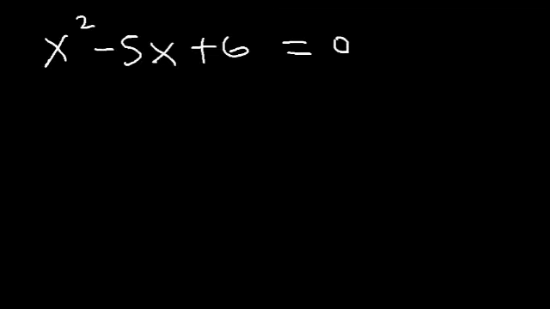Now, let's say we have a trinomial: x squared minus 5x plus 6 is equal to 0. How can we factor this expression to solve for x? Notice that the leading coefficient is 1. What you need to do is find two numbers that multiply to 6 but add to the middle term, -5. So 1 and 6 won't work.